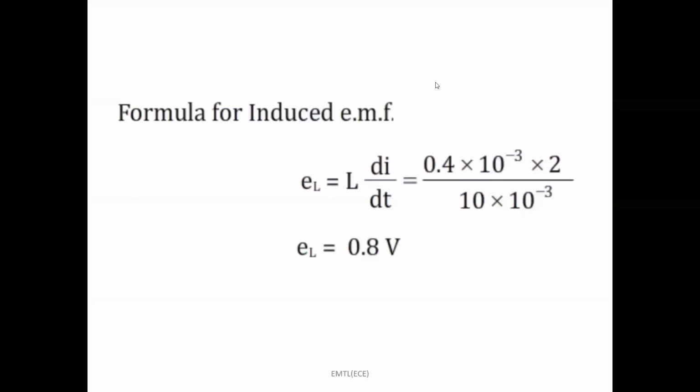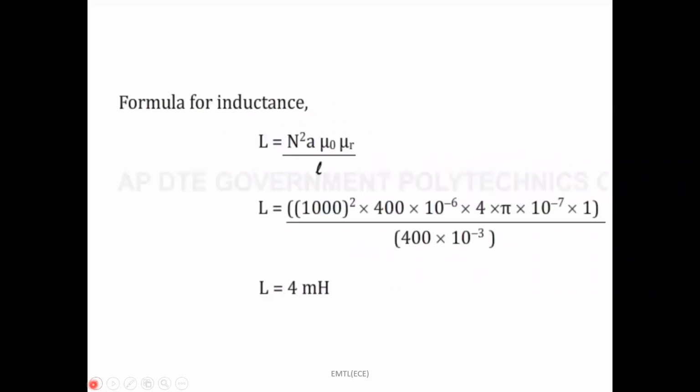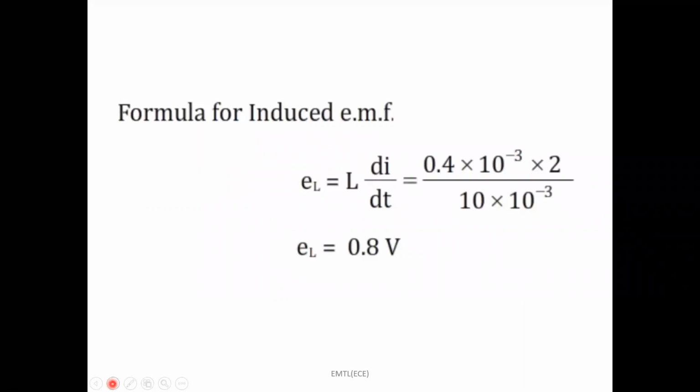So the induced EMF value is equivalent to 0.8 volt. By knowing the self-inductance of the toroid, we can easily determine the induced EMF developed in this toroid by the expression L dI by dt. So these are the problems.